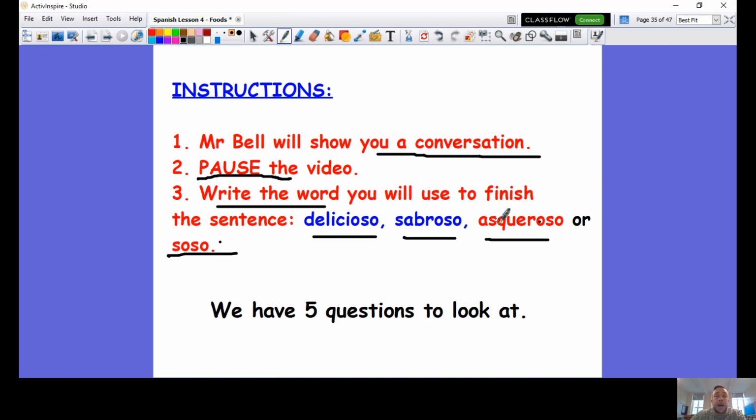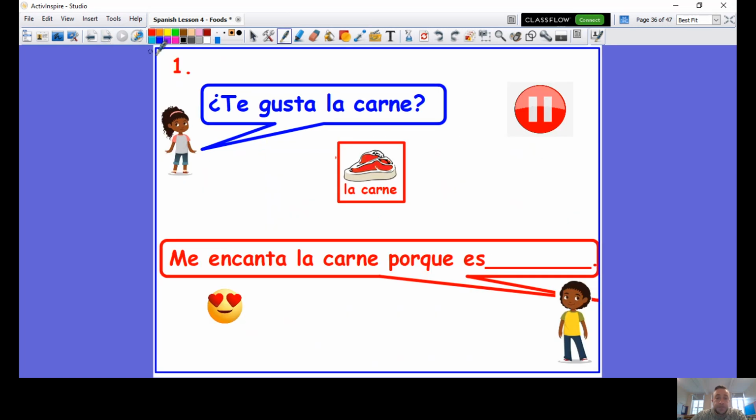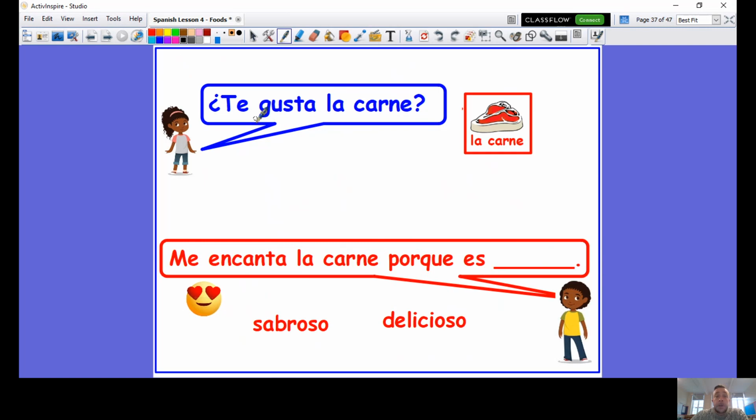We've got 5 questions to look at. Let's do the first one together. Number one, the girl says, ¿Te gusta la carne? Do you like meat? And we can see it's a positive response. So if it's a positive response, we can only use delicioso or sabroso. Because she says, me encanta, I love, la carne, meat, porque es, because it is. Now, here's where you would pause the video and write the word you think goes here. Now, because we're doing this one together, let's have a look at the answer.